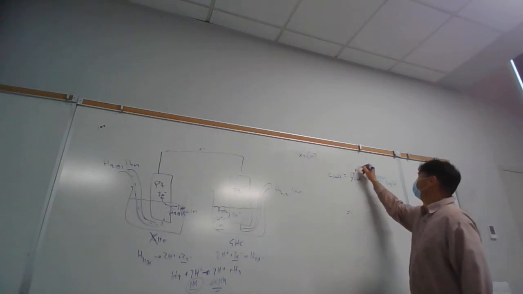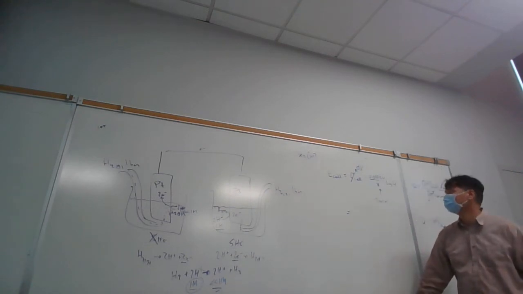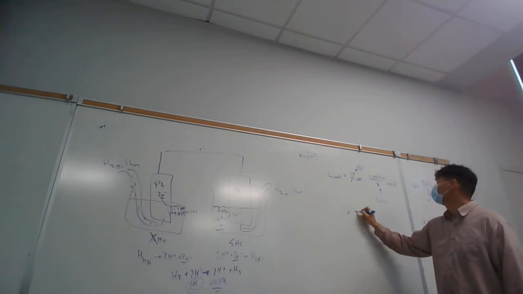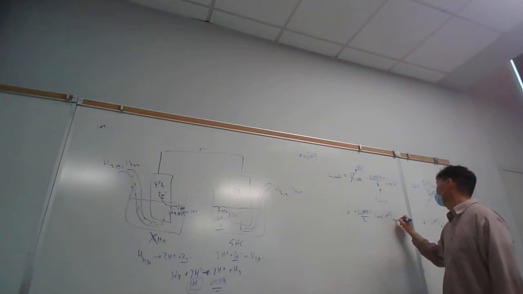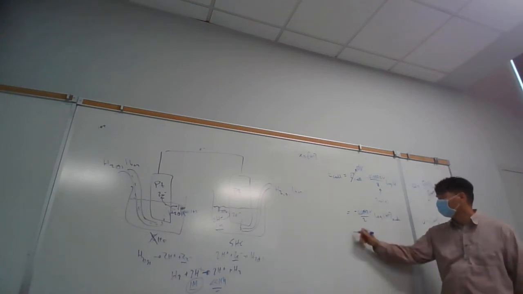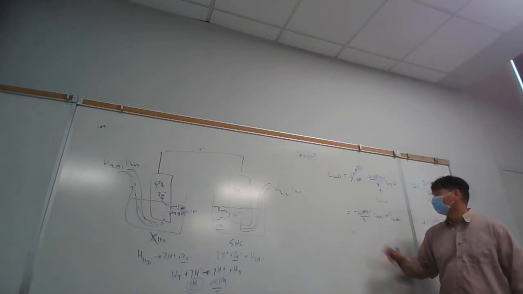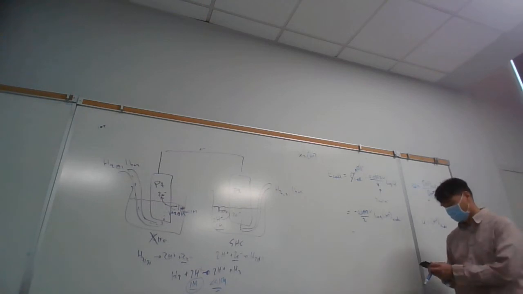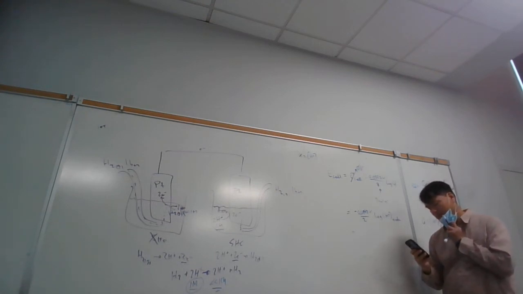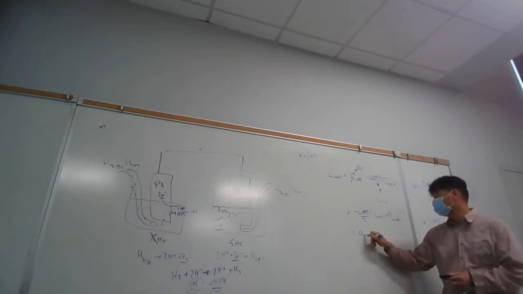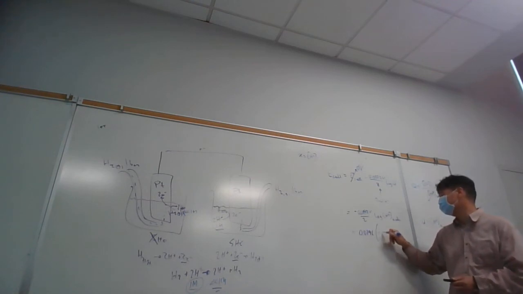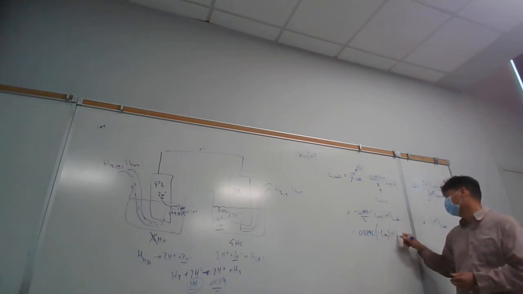So E naught of the cell is 0 volts because there's no difference between the left and the right side. And so this is going to equal negative 0.0592 volts over 2 log of the H plus concentration in the anode. Well, then I'm going to do this: 0.0592 divided by 2, so we'll get 0.0296. And I'm going to call this negative log of the H plus of the anode.